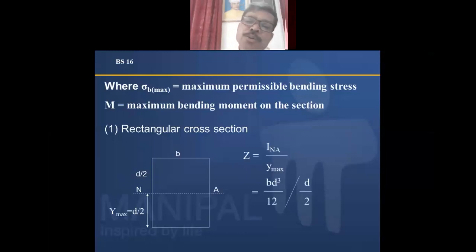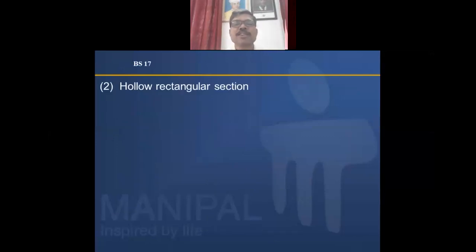So now we are going to find out Zxx of the rectangular section. So I is BD cube by 12 and y max is D by 2. If you solve this, you will get BD square by 6. So this is called Zxx of the rectangular section. Similarly, you can find it out for a circle, for a triangle, for an irregular shape also. Now the hollow rectangular section we will see.